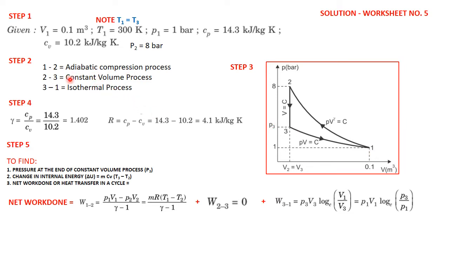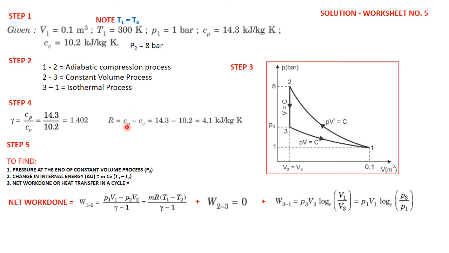1 to 2 adiabatic compression, 2 to 3 constant volume again, 3 to 1 isothermal process. Step 4, you can find gamma, because Cp and Cv are given. With Cp and Cv you can find the value of gamma, and even if you put 10 power 3, the 10 power 3 will get cancelled. It's no problem. So we'll get 1.402 as the gamma value.